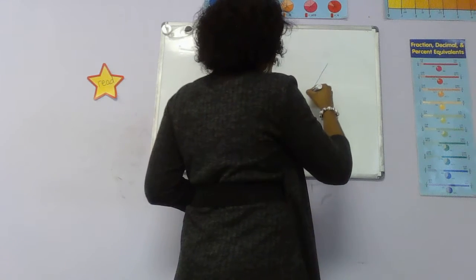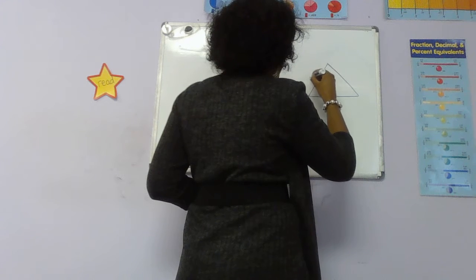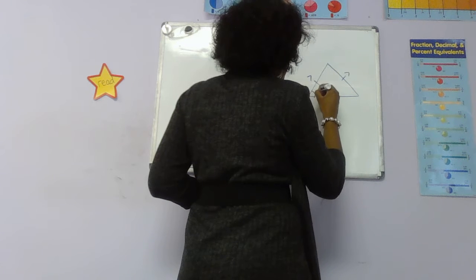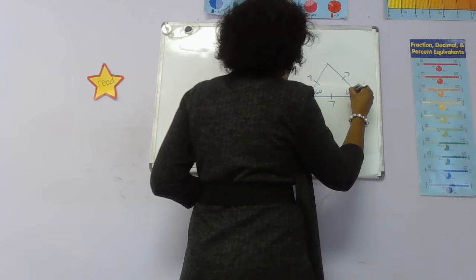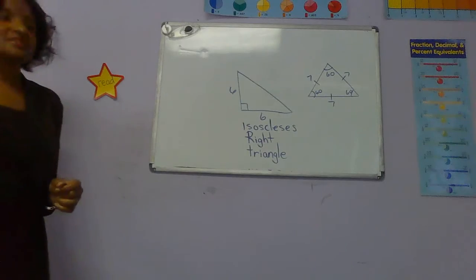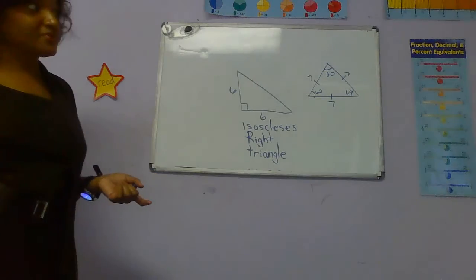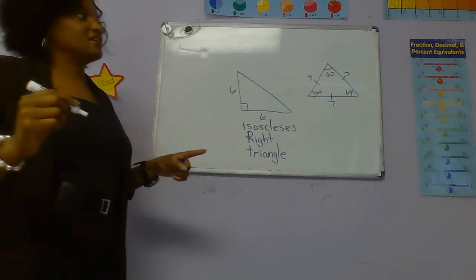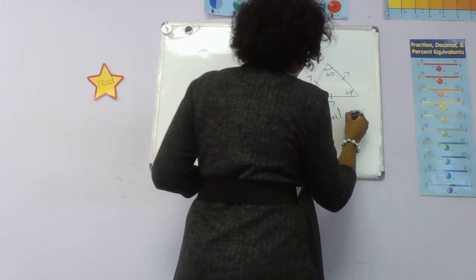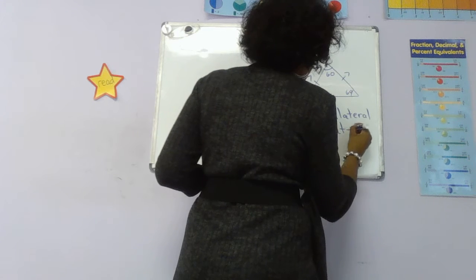You can have, what do you guys think this one is? By the angle, it's acute. All the angles are less than 90. And by the side, it's equilateral. So we have an equilateral, acute triangle.